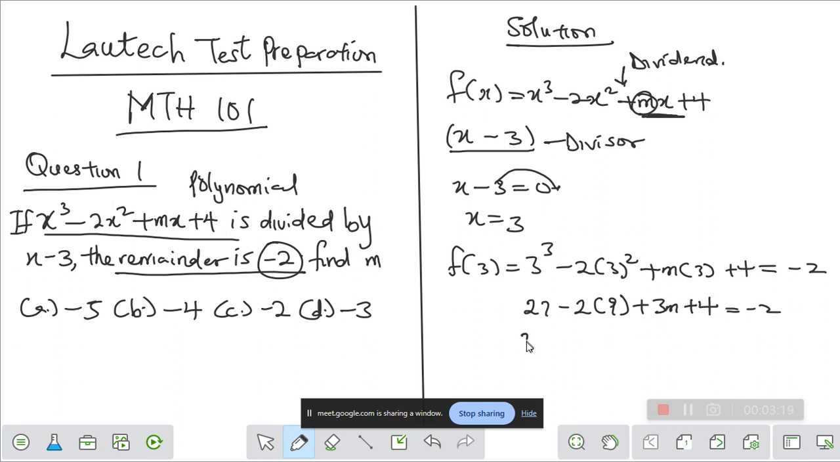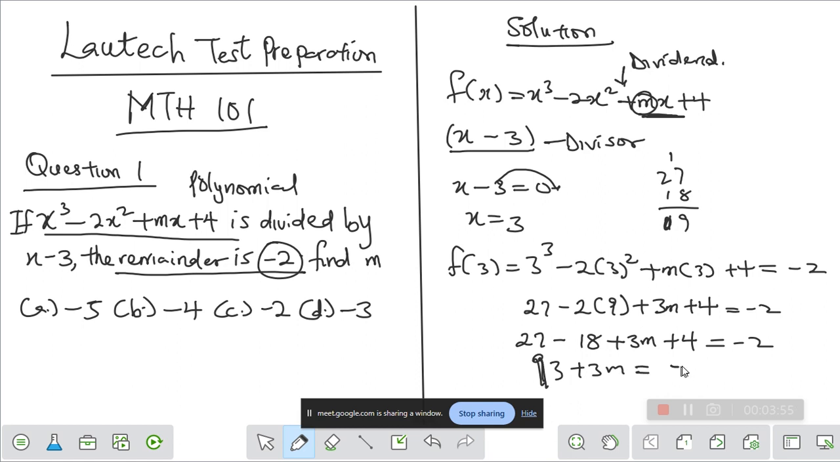What do we have? 27 minus 18 plus 3m plus 4 is equals to minus 2. What do you now do? Just add everything together. You know that you are doing CBT, so you need to be very fast. 27 minus 18 would be 9. That would be 9 plus 4, that would be 13 plus 3m. 13 plus 3m will now be equals to minus 2.